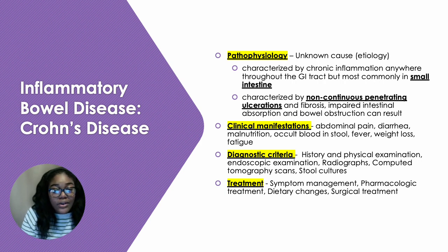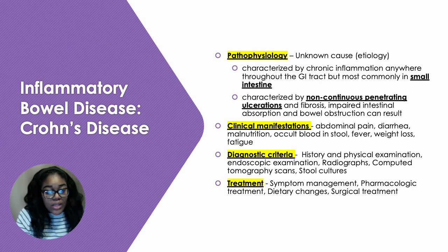As far as your clinical manifestations, you have abdominal pain, diarrhea, malnutrition, occult blood in the stool, or you'll see blood in the stool. You have fever, weight loss, and fatigue. As far as your diagnostics, of course, a healthcare provider has to do a physical examination. You may have an endoscopy. You may have different CT abdomens, you may have x-rays, and they will also perform stool cultures.